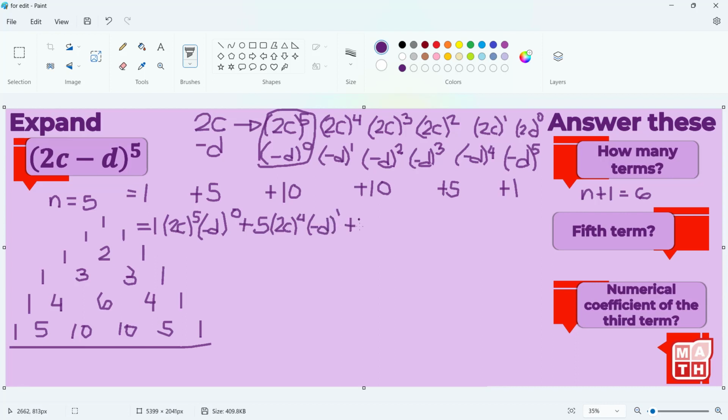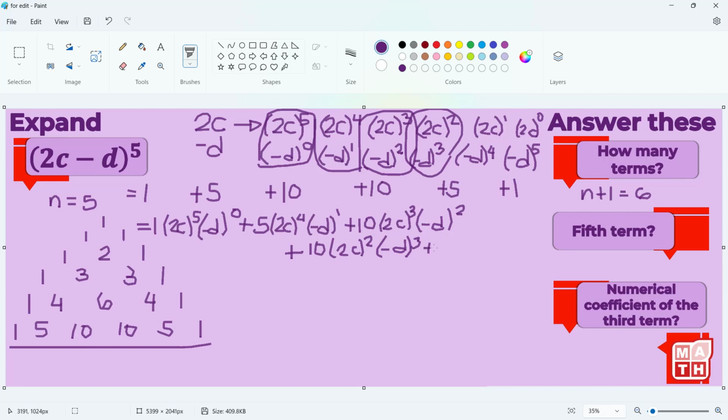Then plus your third term, 10. This was your second pair. Your third pair is this. Take note of that. You have 2c cubed and negative d squared. Let me continue here at the bottom because we don't have much space. This next pair will be paired with the coefficient of 10, the second 10. You have 2c squared, then negative d cubed.